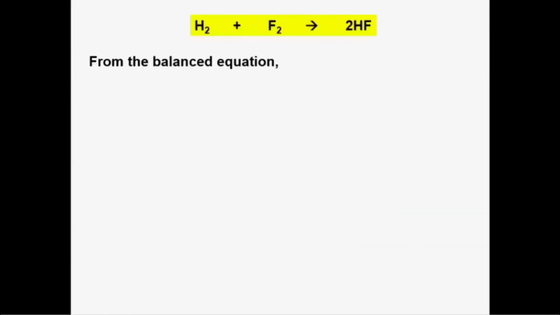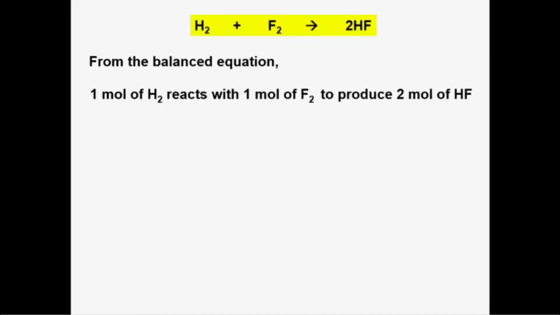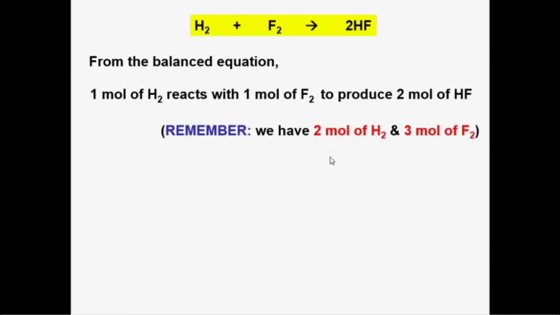From this balanced equation, we know that 1 mole of hydrogen reacts with 1 mole of fluorine to produce 2 moles of hydrogen fluoride. But we started the reaction with 2 moles of hydrogen and 3 moles of fluorine. In this case, you have the option to start with hydrogen or to start with fluorine. Let's say I'm going to start this reaction with the moles of hydrogen.